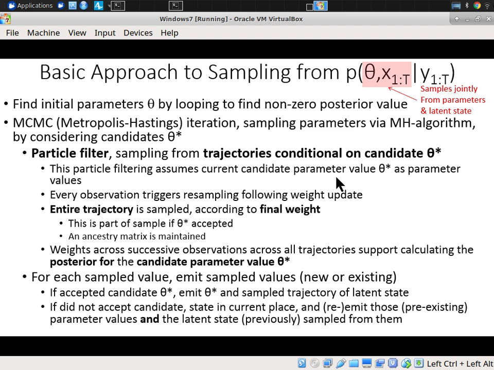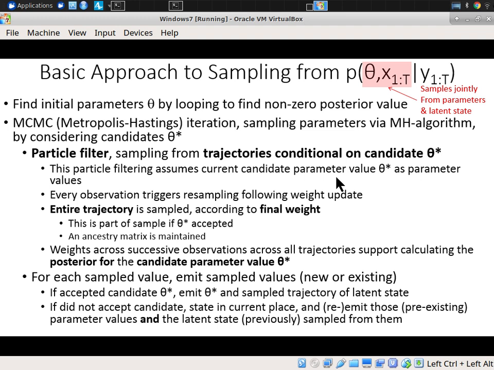So we are seeking to take the evidence we have from the world to sample jointly from parameters and latent state of this system. And the basic situation is laid out here. And hopefully you will warm to it by recognizing the various pieces you already have seen before in different guises.